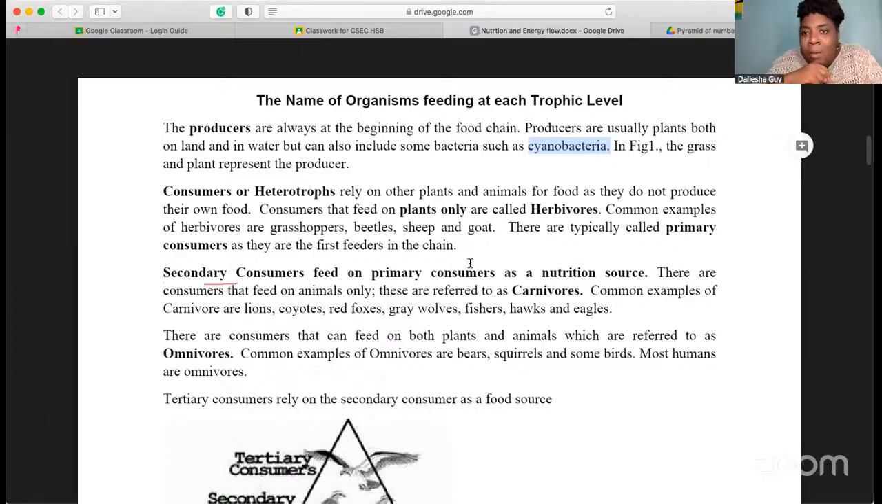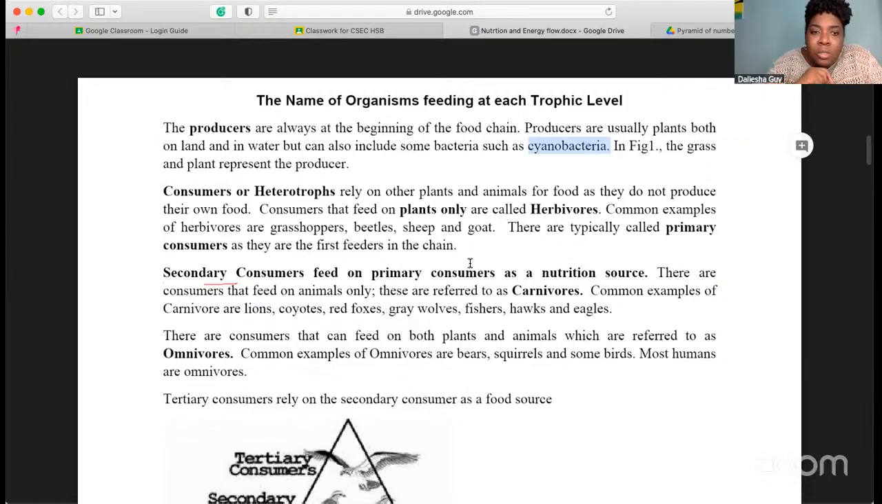It can also be an omnivore, but we're going to get to that just now. But most times it can be a carnivore, right? And the carnivores feed on animals only. For example, lions, coyotes, foxes, wolves, some types of fish, hawk, eagle. They feed on only animals. They are carnivores, right? Good.